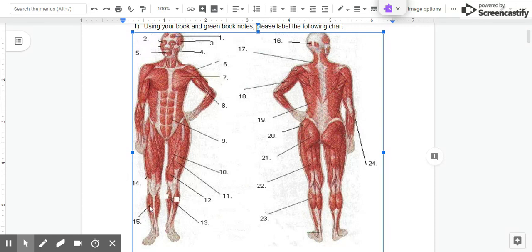15 is the tibialis anterior. Over here, we have 16, the occipitalis in the back on the occipital bone. 17 is the trapezius. 18 is the triceps brachii. 19 is the latissimus dorsi. 20 is the smaller butt muscle, your gluteus medius. 21, gluteus maximus. 22 is the biceps femoris. And then 23 is the gastrocnemius. And then 24 over here is referencing the brachioradialis.